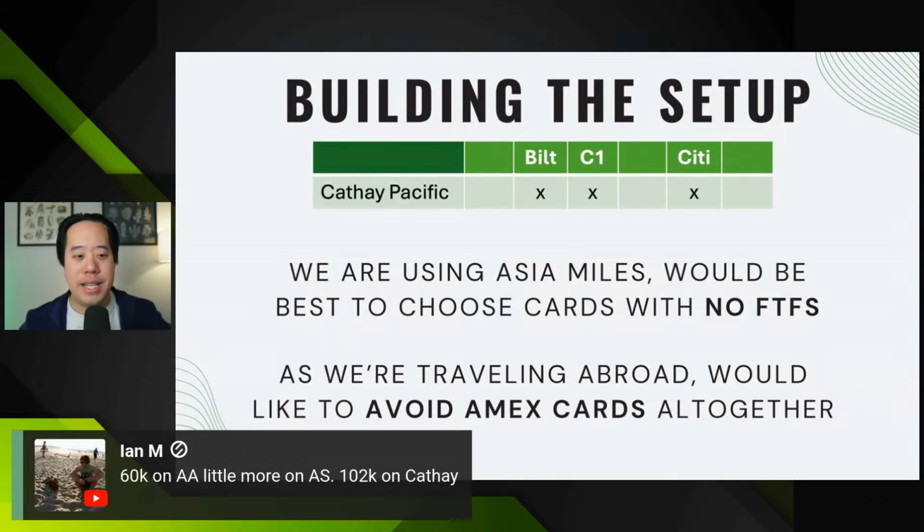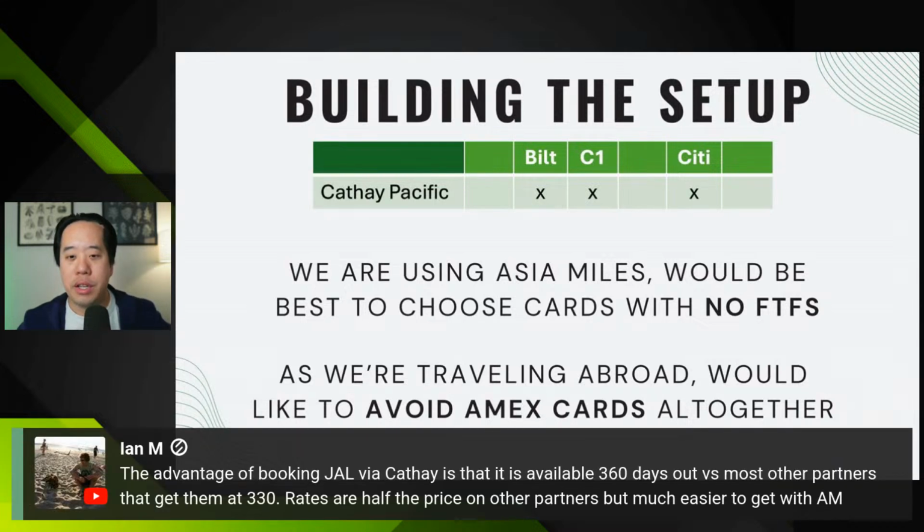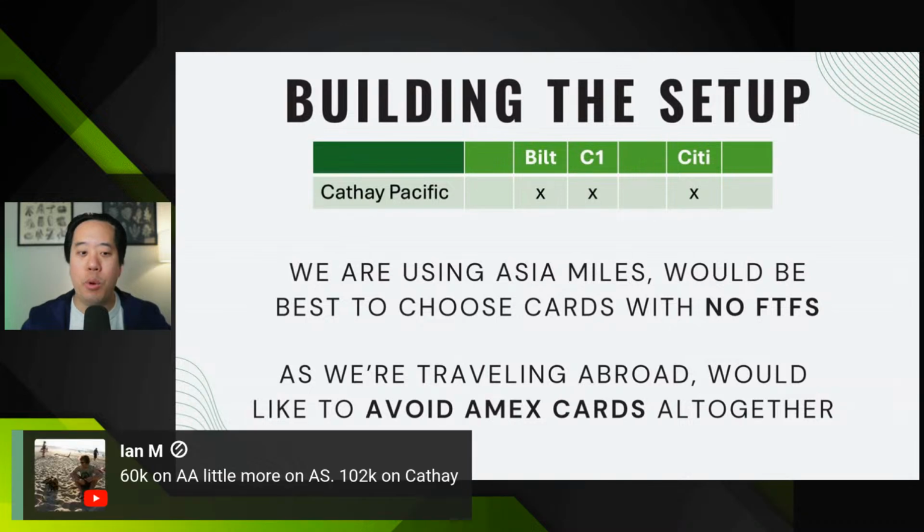So Ian says you can actually do 60K on AA, is a little more on AS, I believe Alaska, 102 on Cathay. I don't know what that's referring to. Here it is. Sorry. Ian M says the advantage of booking JAL versus Cathay is that it is available a lot of days out of the year versus most other partners that get them at 330. Rates are half the price of other partners, but much easier to get with Asia Miles. Oh, thank you for letting us know that. So that's important to know too.